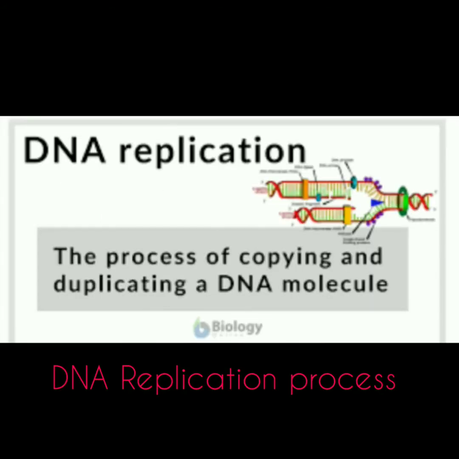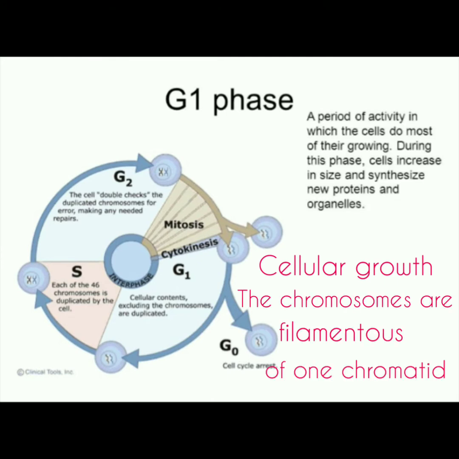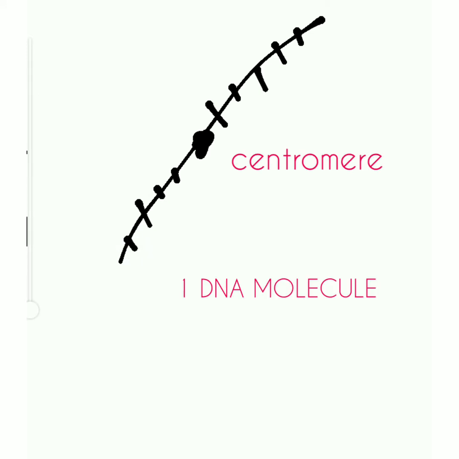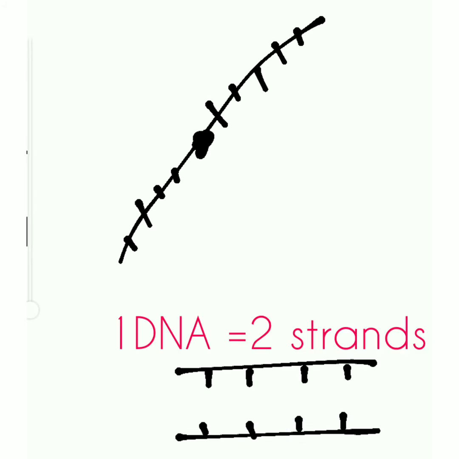DNA replication is the biological process of producing two identical replicates of DNA from one original DNA molecule. During the G1 phase, only cellular growth takes place, and the chromosomes are filaments made up of one chromatid. So chromosomes at G1 are made up of one chromatid and are filaments, with a centromere, one DNA molecule, and histone protein. Because it has one DNA molecule, it has two strands.